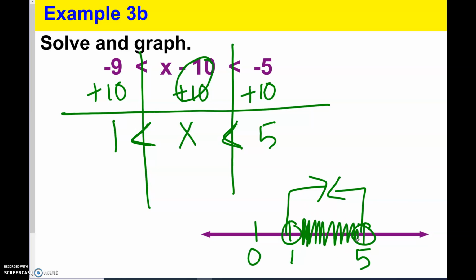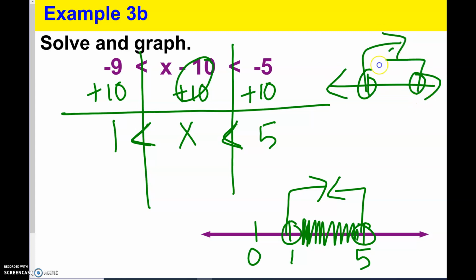You cannot just leave it as the two arrows passing. If you leave your answer like this, and it goes this way, and it goes this way, and you leave it like that, this means all real numbers. Okay, we do not have all real numbers as a solution here. We have the numbers between 1 and 5, so you have to make sure that you go down and shade between 1 and 5. If you don't shade, then you are telling me all real numbers, and that is not the solution here.